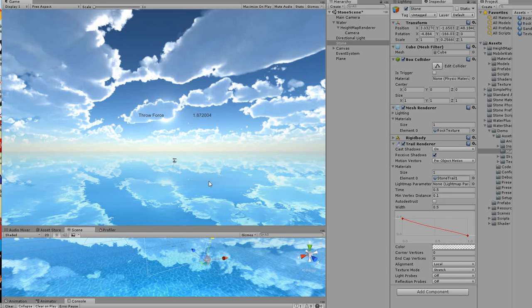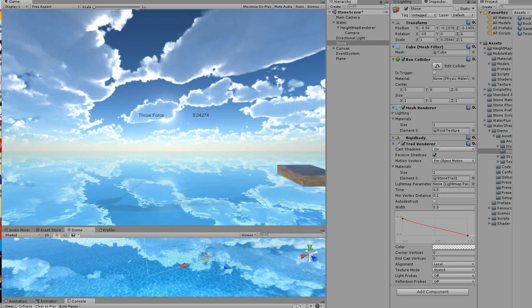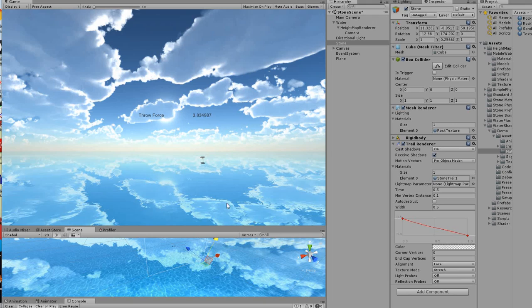It'll be really cool when I put the spin on the stone, and then you can really chuck it. Anyway, that's all.